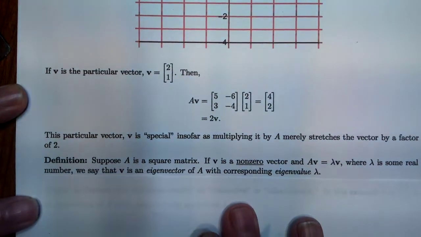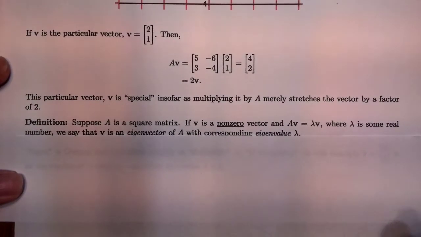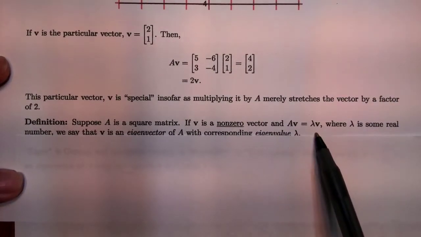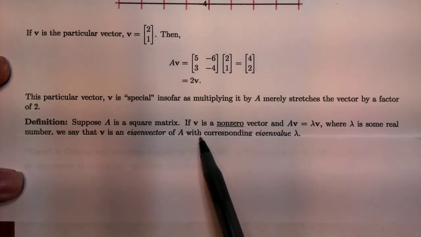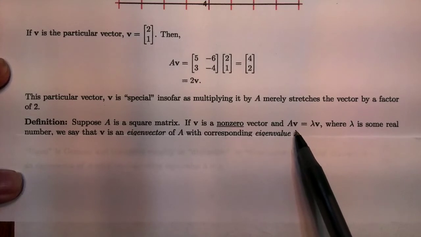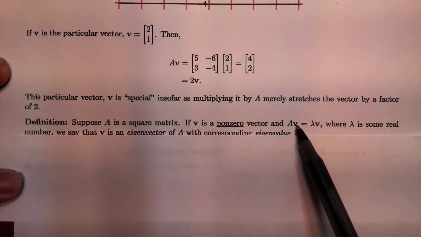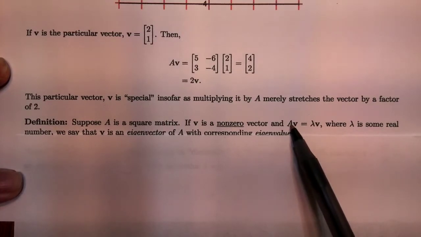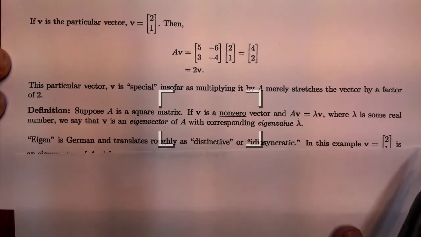And suppose that A is a square matrix. If V is a non-zero vector, non-zero, that's very important, and if A times V is lambda times V, where lambda is a real number, we say that V is an eigenvector of A with corresponding eigenvalue lambda. So we're simply stating that multiplying this special vector V by the matrix A merely stretches the vector V, where the multiplying factor is the eigenvalue lambda.